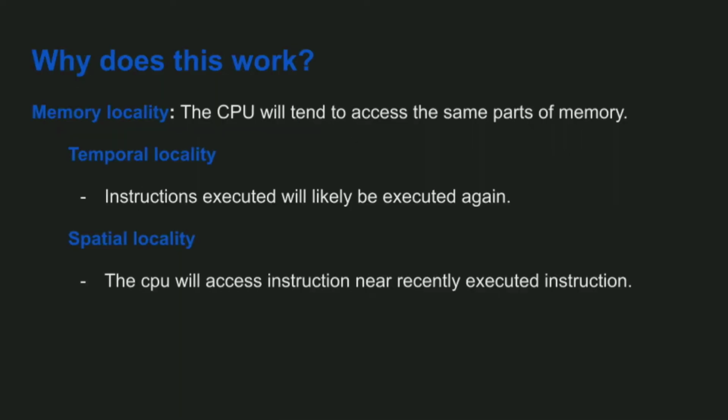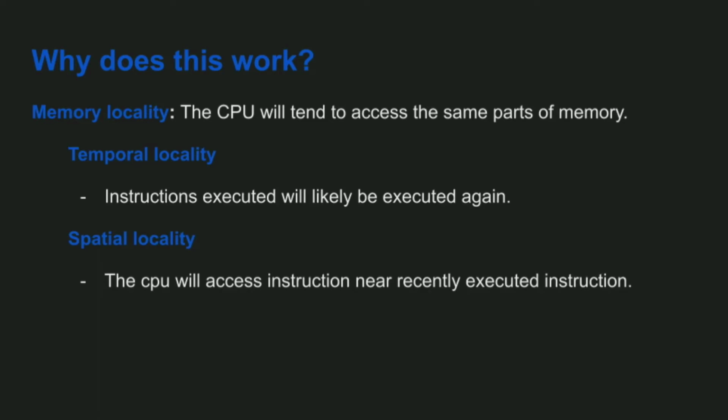Now you may be wondering how and why this works. Shouldn't the larger and slower memory just make the system unimaginably slow? Well, not exactly. This works because of a concept known as memory locality. This means the CPU will tend to access the same parts of memory. There are two types of locality. Temporal locality describes how recently executed instructions are likely to be executed again. Spatial locality describes how the CPU will likely access an instruction near a recently executed instruction.